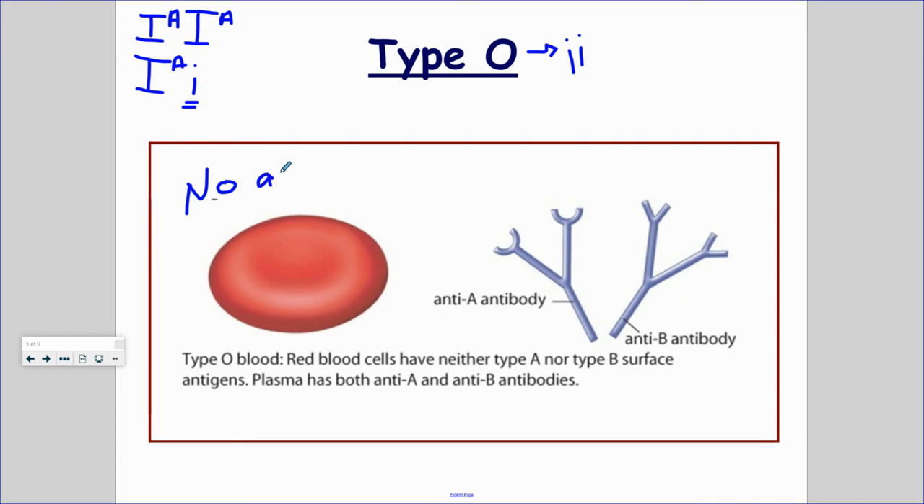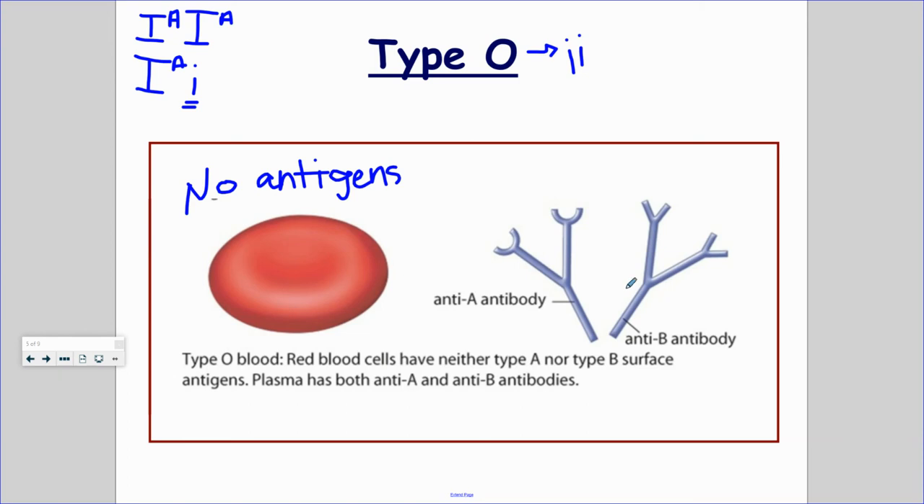I'm just trying to write antigens, which is not going so well. There's no antigens. There's nothing on the red blood cells. Okay? There's nothing on the red blood cells that can attach. Okay? So we have no antigens present, nothing on the surface. But what we do have, ladies and gentlemen, is we do have the antibodies present. Okay, so we have both types of antibodies, both A and both B. Okay, so this is type O.